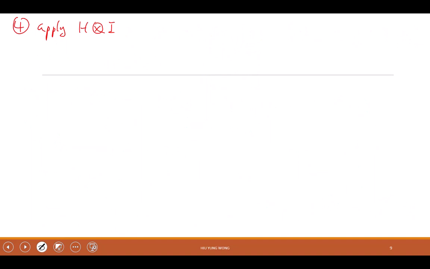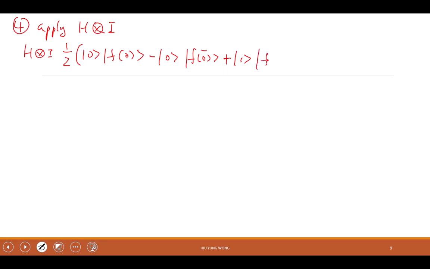So what will happen if I apply the Hadamard gate? Let me just do it once, spell it out. I get 1 over square root 2, I apply Hadamard gate and the identity gate. Hadamard gate is applied to the most significant qubit, right? So I just copy what we had from the last line: 0, f of 0, and then minus 0, f of 0 bar, and then plus 1, f of 1, and then minus 1, f of 1 bar, right?